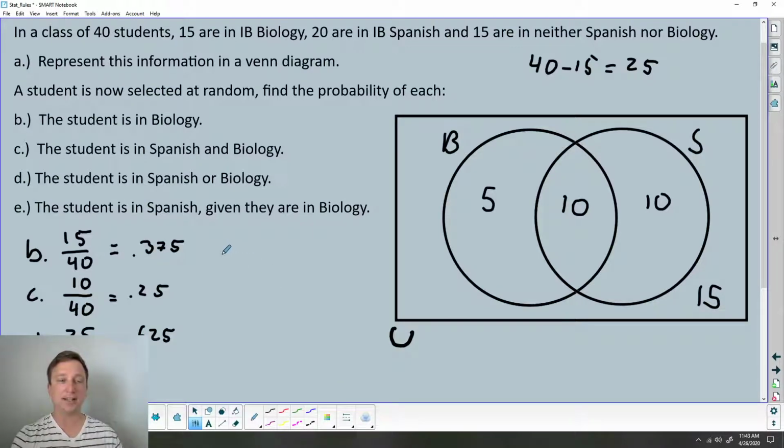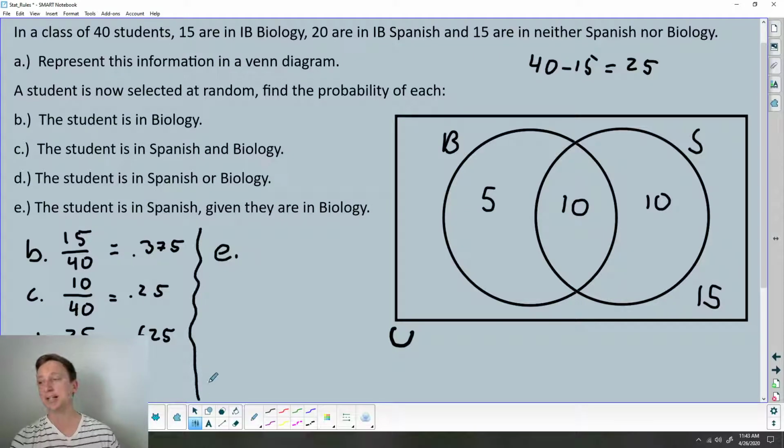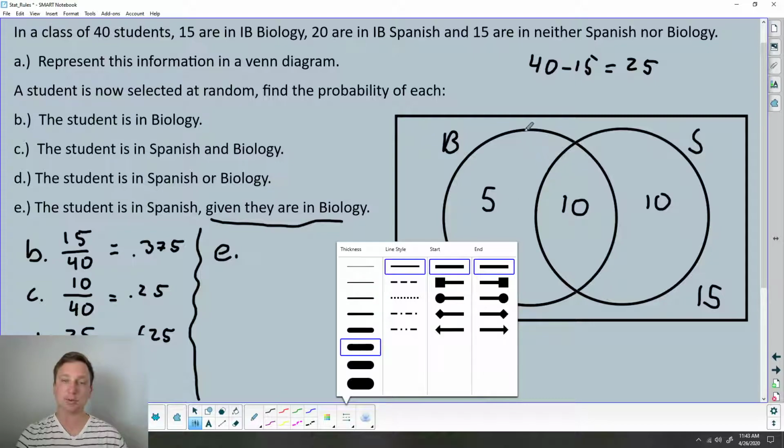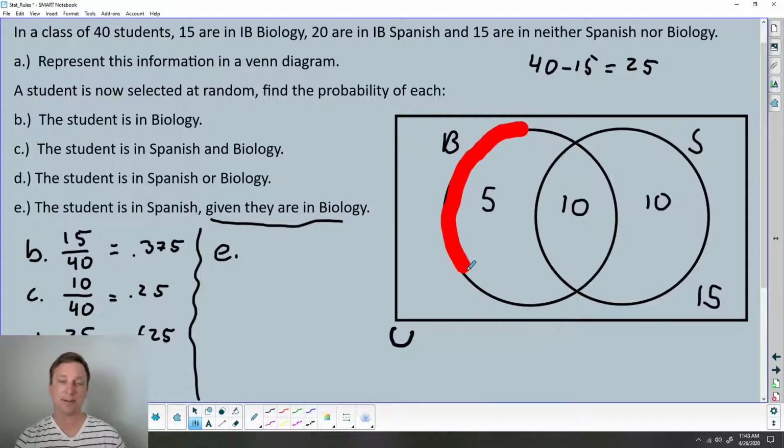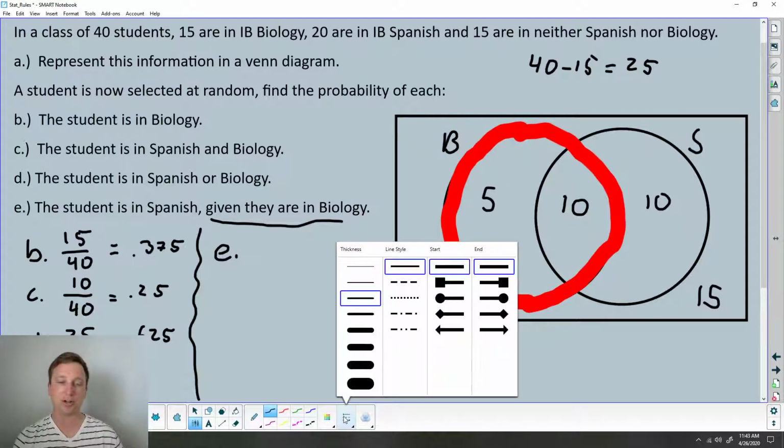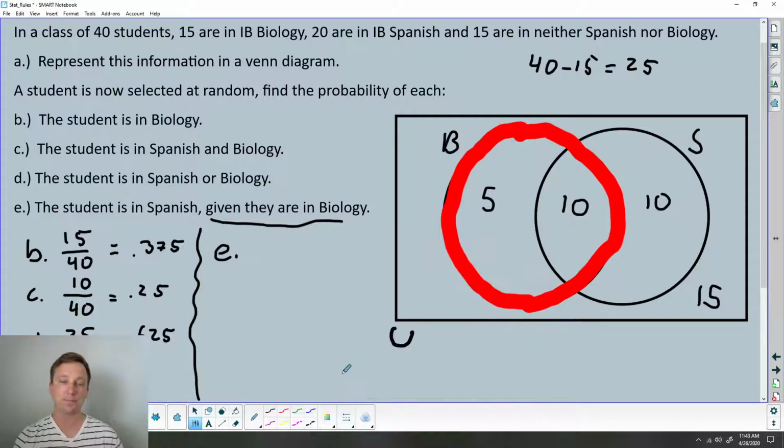And then finally, the last one, E, is a conditional probability question because it has the word given. So the student is in Spanish given they're in biology. Whenever we see the word given, we're introducing a condition. So if we're given they're in biology, we're only interested in one of the sets, this set right here. Given the student is in biology, of the 15 students in biology, that's all we're working with right now in our world.